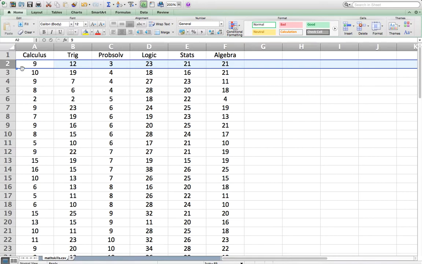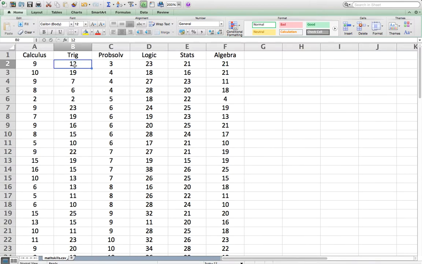This first student that I've got highlighted here got 9 questions out of 50 correct in calculus. They got 12 questions out of 50 correct in trig, 3 questions correct out of 50 in problem solving. Sounds like they need to work on their problem solving skills. And, you know, at the end, 21 questions out of 50 in algebra.